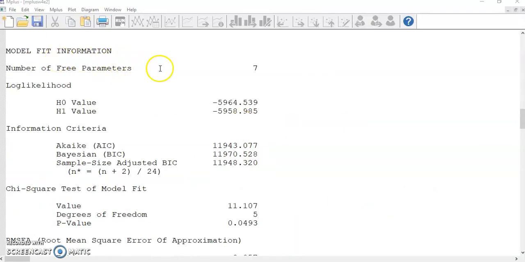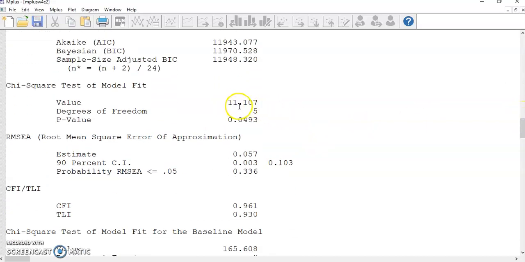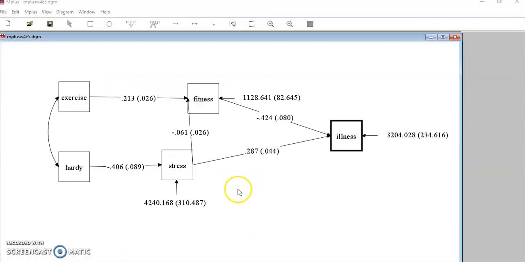The fit indices of the current model, before I make any changes, are at an acceptable level. For example, the model chi-square is 11.107 with a degree of freedom of 5. It is statistically significant because the p-value is lower than 0.05, but it's very close. The RMSEA is lower than 0.06, CFI is greater than 0.95, and SRMR is lower than 0.06.